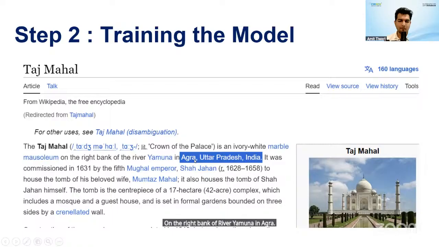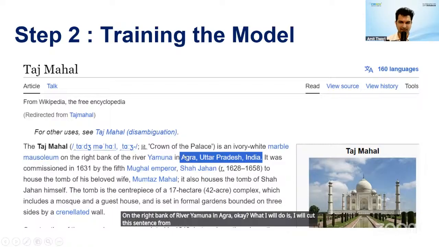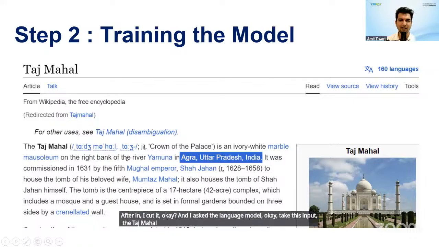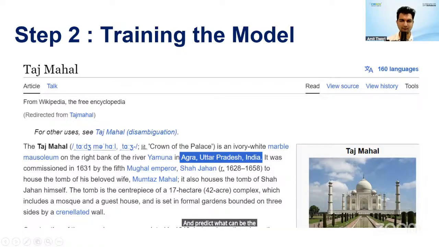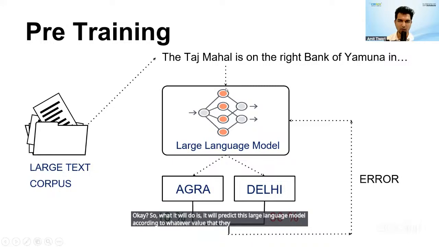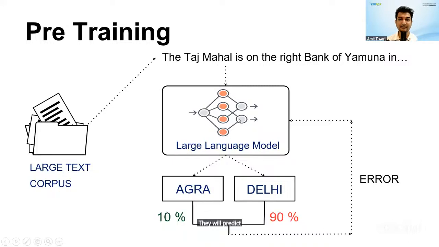What I will do is cut this sentence from any random place. Let's say I cut it after "in". And I ask the language model, take this input, "The Taj Mahal is on the right bank of River Yamuna in", and predict what can be the next word in the sequence. It will predict according to whatever values it has stored in its weights and biases. They will predict some word, right? This is training I'm talking about.